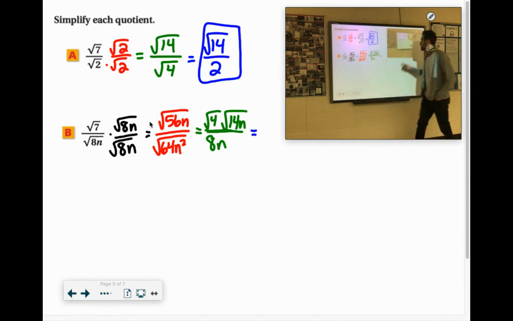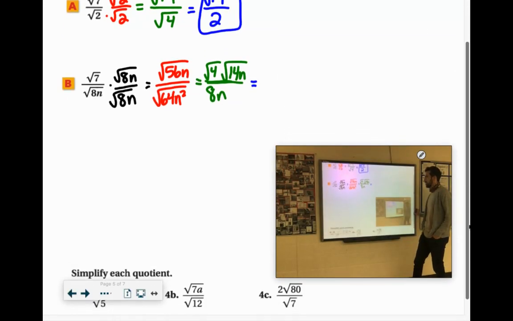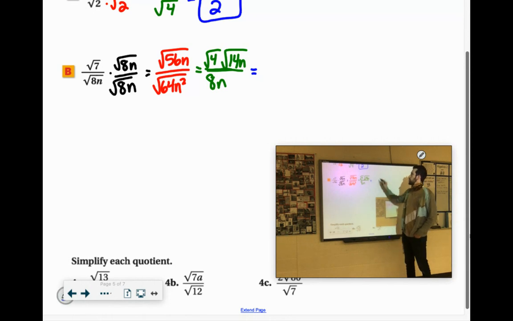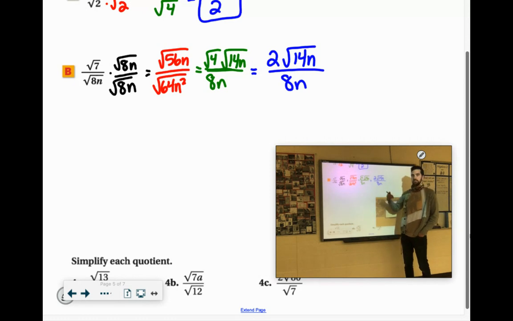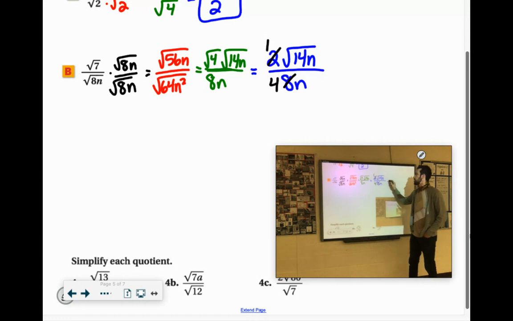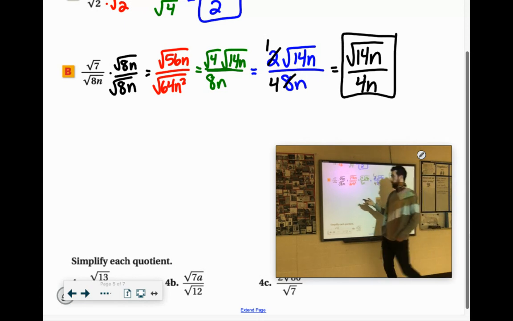Let me move myself out of the way here. So the square root of 4 is 2, so we'd have 2 root 14n over 8n. And then if you look at the numbers outside, we have 2 over 8. We can simplify that. The fraction 2/8 would be 1/4. So we'll turn this into a 1, this into a 4. So our final answer would be root 14n over 4n. That's one way you could get the answer.